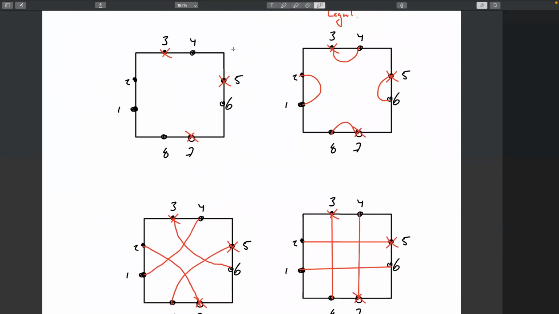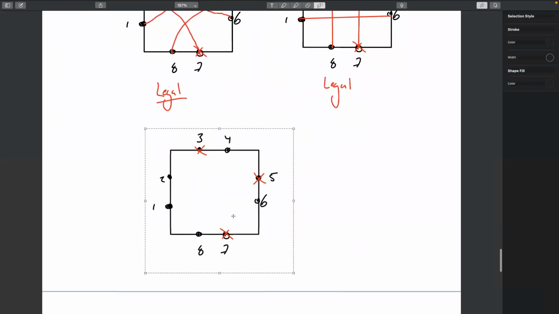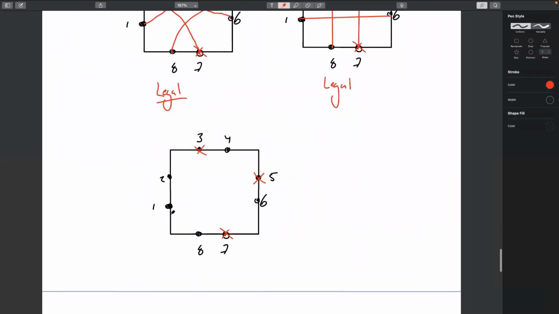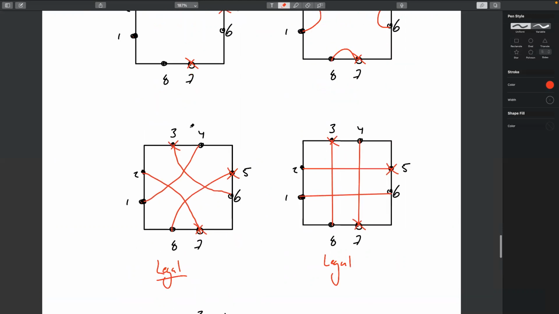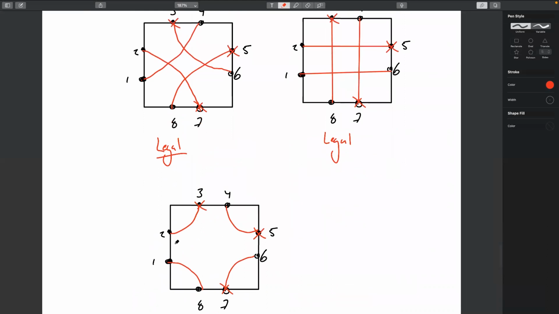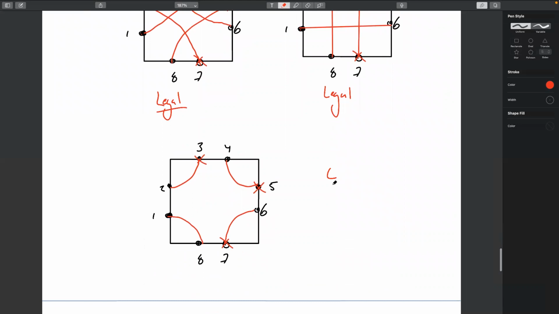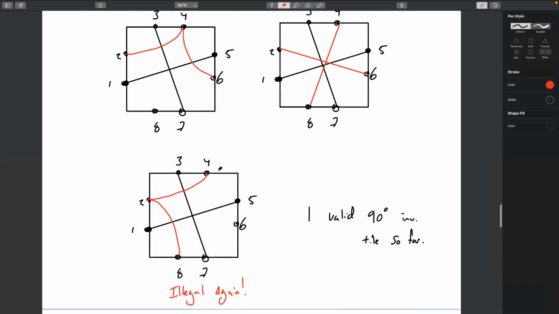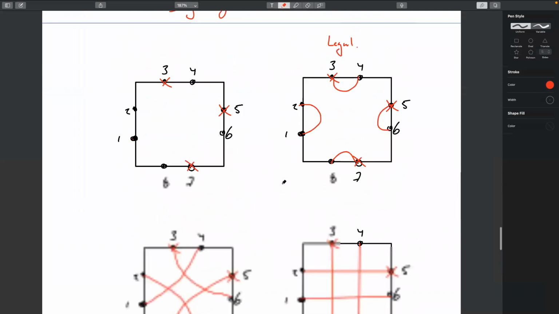And then we only have 1 choice left. It also works, but let's draw it for completeness. So 1 goes to 8. Oh yeah, we did this one already in an earlier example, but there it is. Okay, so we've got 1, 2, 3, 4 different pictures which are 90-degree invariant. Oh, 4 plus this one. So 5 total.